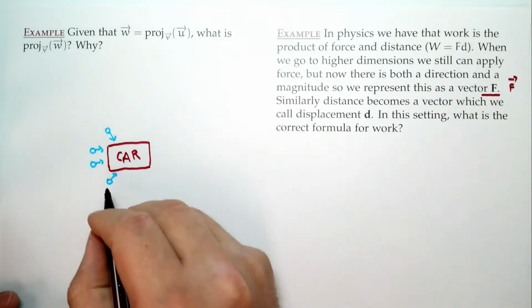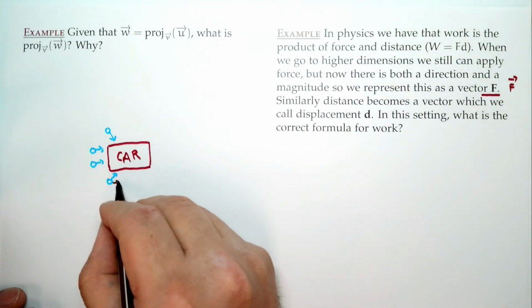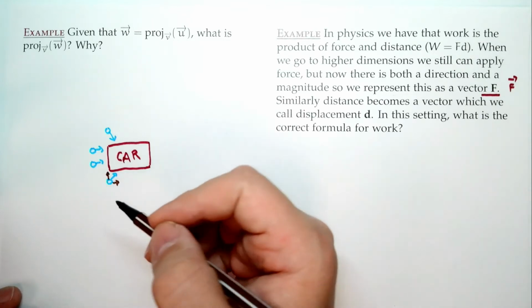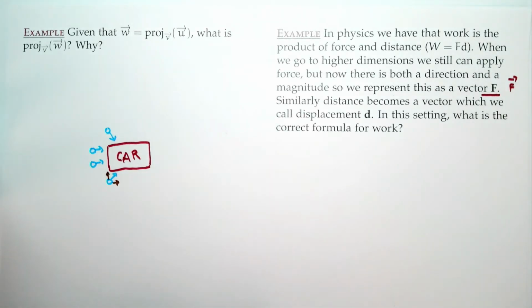In essence, what's happening is some of their effort is the useful part, and then some of their effort is really trying to push the car sideways. Not very useful. And so what we want to do is figure out how much of their effort actually goes into moving the car forward. Well, that's like a projection. And so it's a natural thing to think this might be a dot product type question.